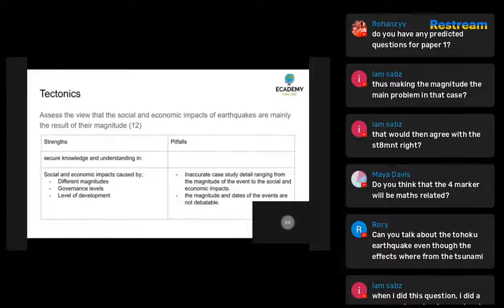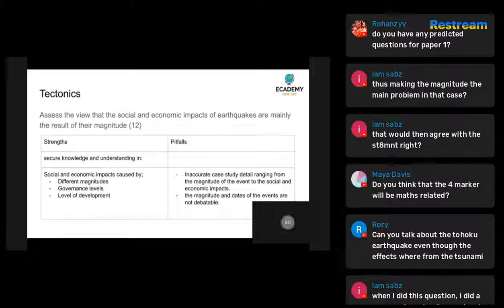If you find those challenging, then just leave those to the last. So do everything else first. Do the questions that you feel more confident with, and then come back and do the maths questions at the end if you feel that your maths is a little bit weaker. Do I have any predicted questions? I'll come back to that, Rahanzi, a bit later on.